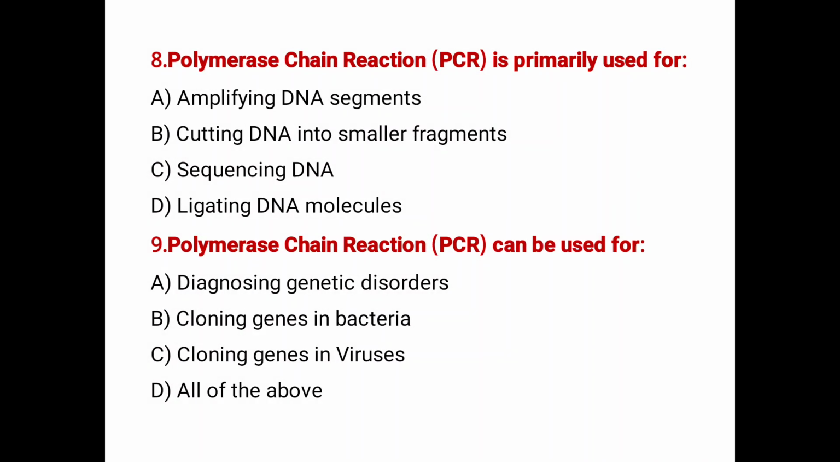Now, next, polymerase chain reaction is primarily used for: option A, amplifying DNA segments, B, cutting DNA into small fragments, C, sequencing DNA, D, ligating DNA molecules. So option A is the correct one, amplifying DNA segments.